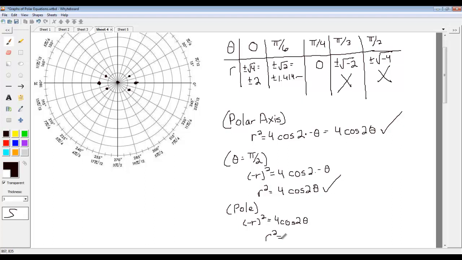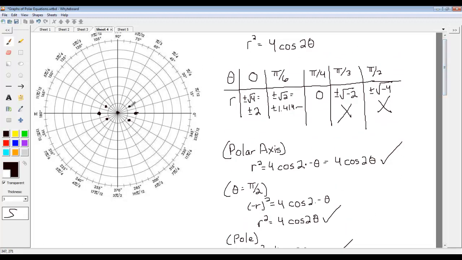It comes back to the original equation. It works, so it has pole symmetry, origin symmetry. So, if you have pi over 6, positive 2, then you should also have 7 pi over 6, 2 over here. And you do. Looking across the origin, you've already got those points.